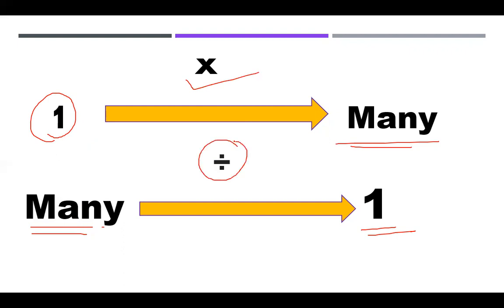So in the unitary method, it is compulsory that you have to find the value of one thing from many things, right? So this is called the unitary method, to get the value of one thing.